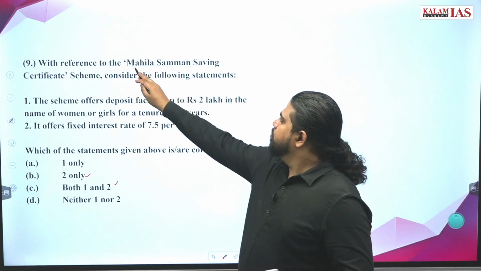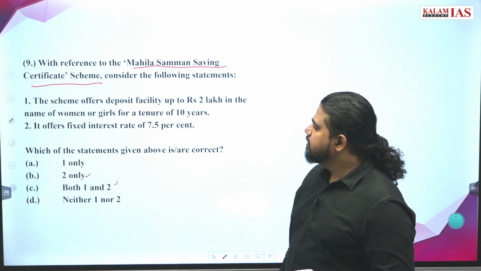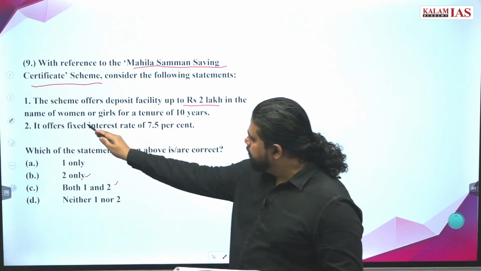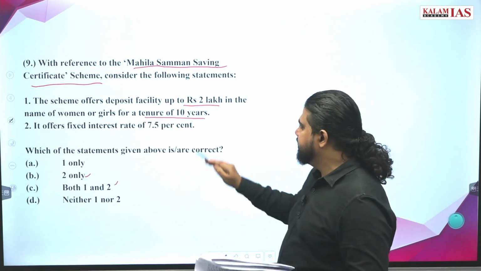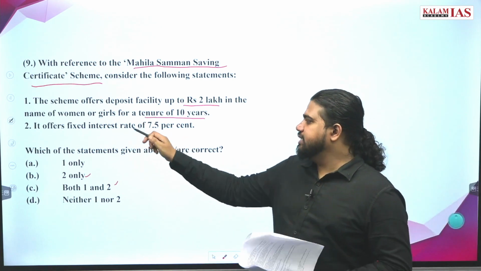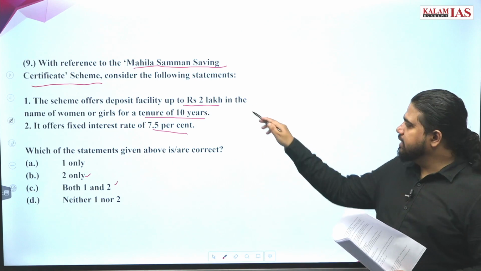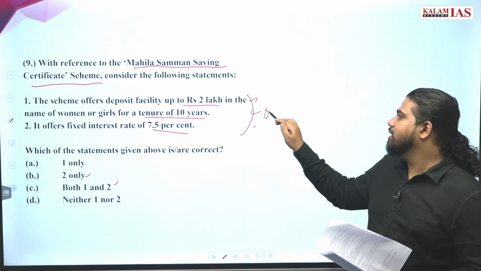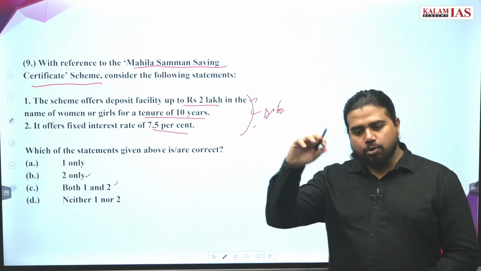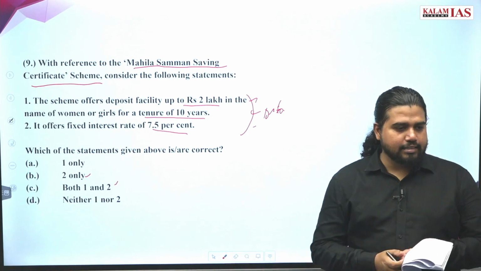With reference to the Mahila Samman Saving Certificate Scheme, consider the following statements. The scheme offers a deposit facility up to 2 lakh in the name of women or girls for a tenure of 10 years. It offers a fixed interest rate of 7.5%. Basic information you can get is, it is a data packed question. We have discussed so many times, if a question has so much data in it, mostly what happens is either one of the data is incorrect and the other data is correct.